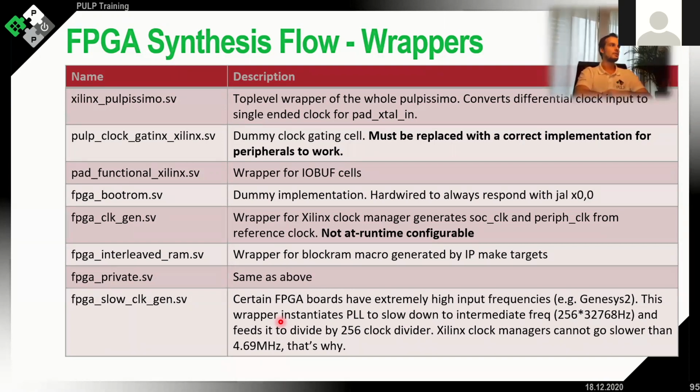However, the reason why we're not using the default clock manager to do this is that at least the last time I checked, they had the limitation that you cannot go lower than 4.69 megahertz with the Xilinx clock manager from the input clock, at least for the Genesis board. This is why this particular wrapper not only instantiates the clock manager that generates a slower clock from the very fast input clock of the Genesis board, but also has a manually instantiated clock divider that actually divides the clock further down to 32 kilohertz.